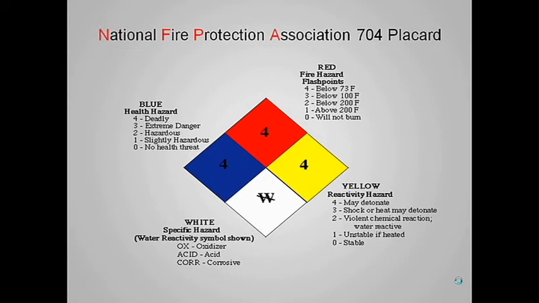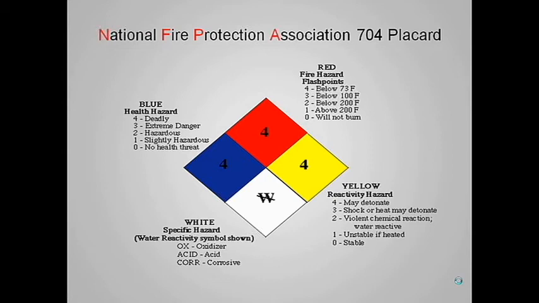Blue is your health hazard. 4 being deadly, 3 being extreme danger, 2 being hazardous, 1 slightly hazardous, and 0 is no health threat. Across the placard to the yellow is your reactivity hazard. This is: 4 may detonate, 3 shock or heat may detonate it, 2 violent chemical reaction, like water reactive, and number 1 is unstable if heated. 0 is stable. White is kind of a catch-all or a specific hazard. You could have various things shown here.